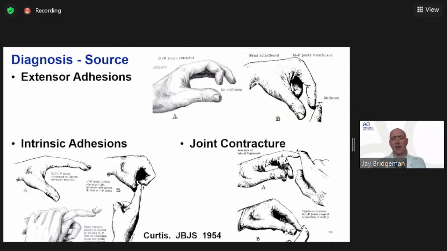Okay. And then lastly, the exams from Curtis's paper that are very helpful to understand: when you examine a digit, it's important to examine it in different positions. And that can guide you to the source of their adhesions or contracture scar as well. So the upper right is testing the passive flexion of the digit based on the position of the wrist and the MCP joint.